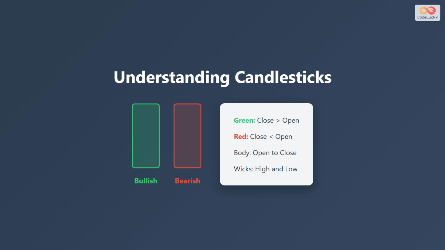Candlesticks are visual representations of price movement during a specific time period. Each candlestick shows four key prices: the open, close, high, and low. A green or white candlestick means the closing price was higher than the opening price, indicating bullish or upward movement. A red or black candlestick means the closing price was lower than the opening price, showing bearish or downward movement. The rectangular body shows the range between open and close, while the thin lines called wicks show the highest and lowest prices reached during that period.